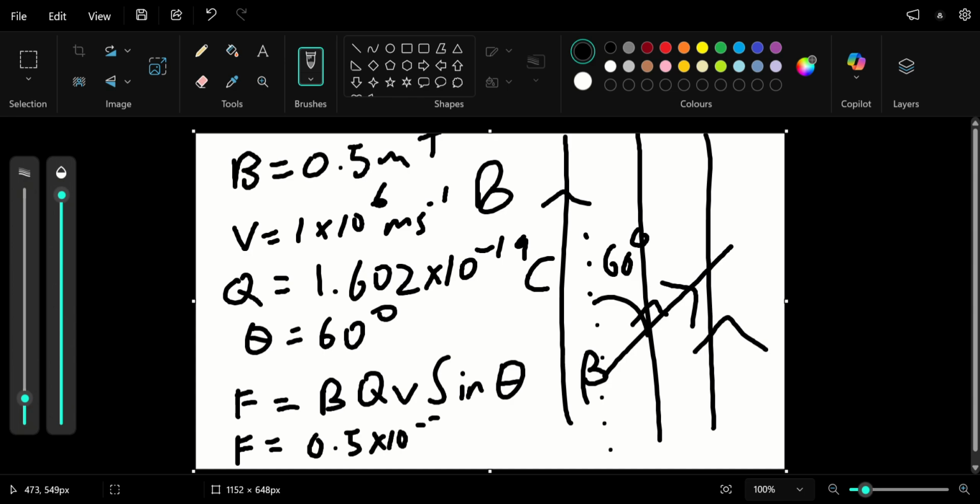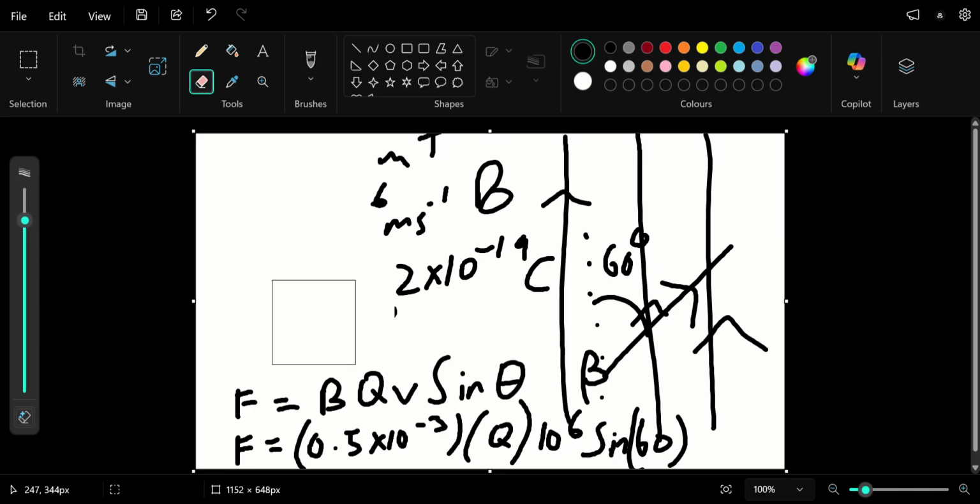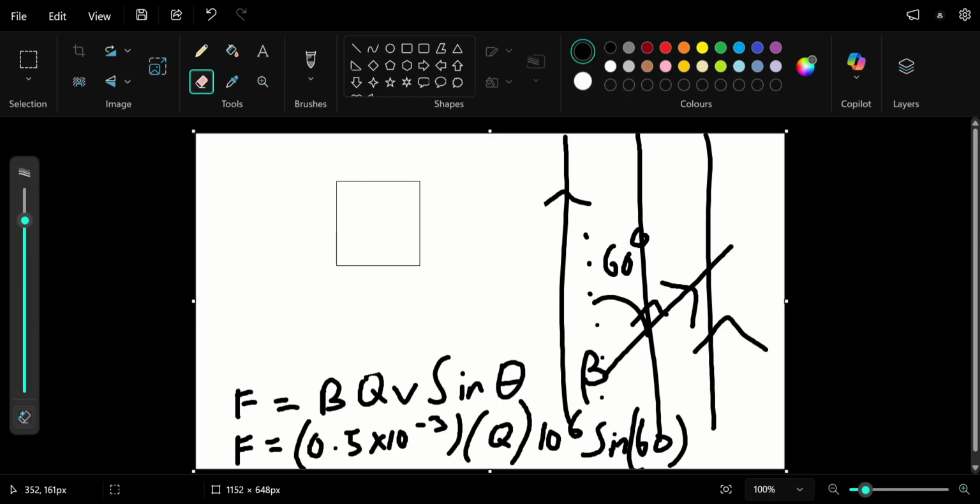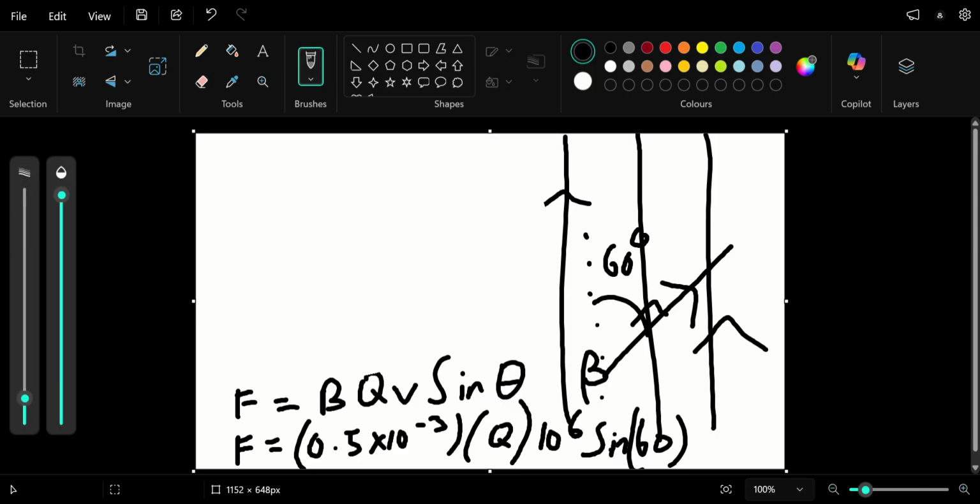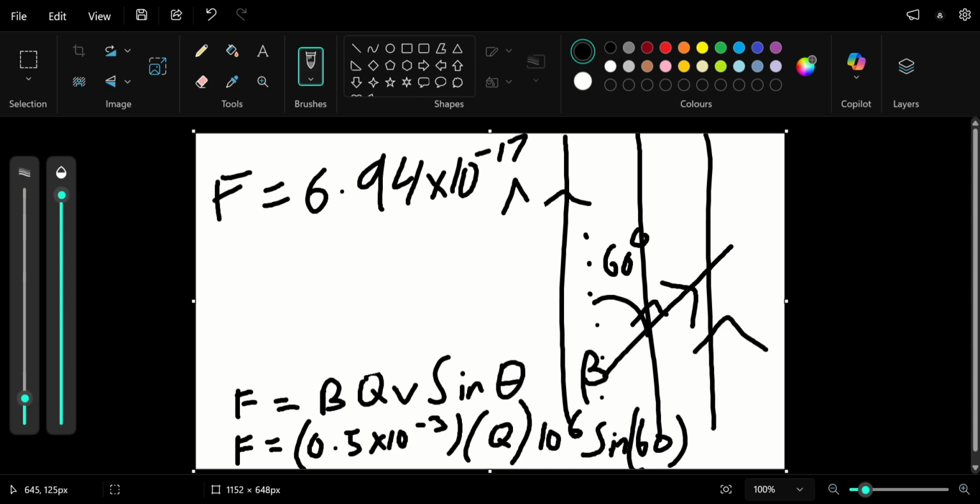0.5 times 10 to the minus 3, times the charge, times 10 to the 6th, the velocity, times sine of 60, is essentially going to give us our result. And that being, let me make some space, F was then calculated to be 6.94 times 10 to the minus 17 newtons.